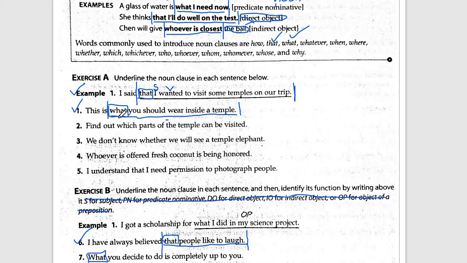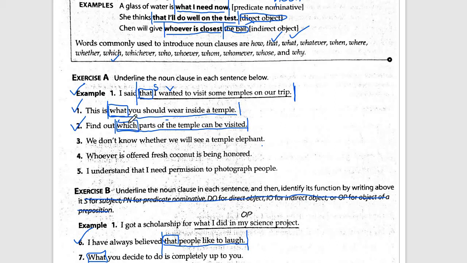This is something. If I go down to number 2, I find my indicator word, which comes directly from this list, which. Find out which parts of the temple can be visited. So I'm going to underline from the word which all the way to the end of that sentence because it can be all replaced with something. Find out something. This is an imperative sentence, so it has an implied subject of you. It's a command to you. So you go find out which parts of the temple can be visited. It can be replaced with something.